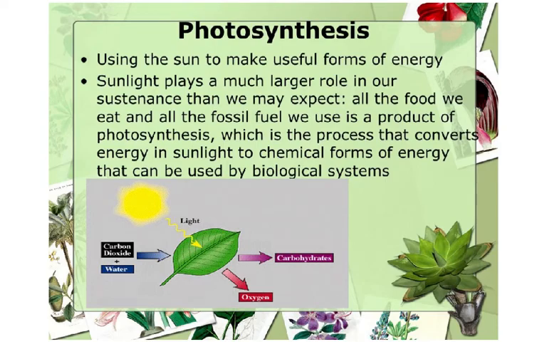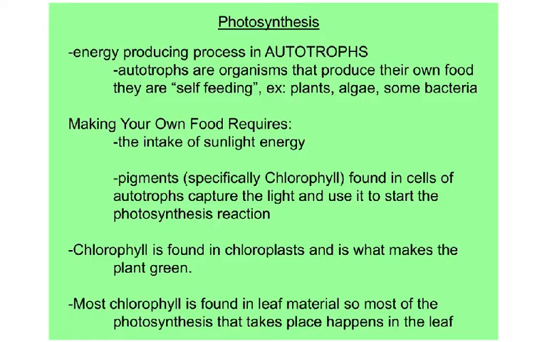Then what is photosynthesis? Photosynthesis is using the sun to make useful forms of energy. So in photosynthesis, the light energy is converted into chemical energy. Sunlight plays a much larger role in our sustenance than we may expect. All the food we eat and all the fossil fuel we use is a product of photosynthesis, which is the process that converts energy in sunlight, light energy, to chemical forms of energy that can be used by biological systems.